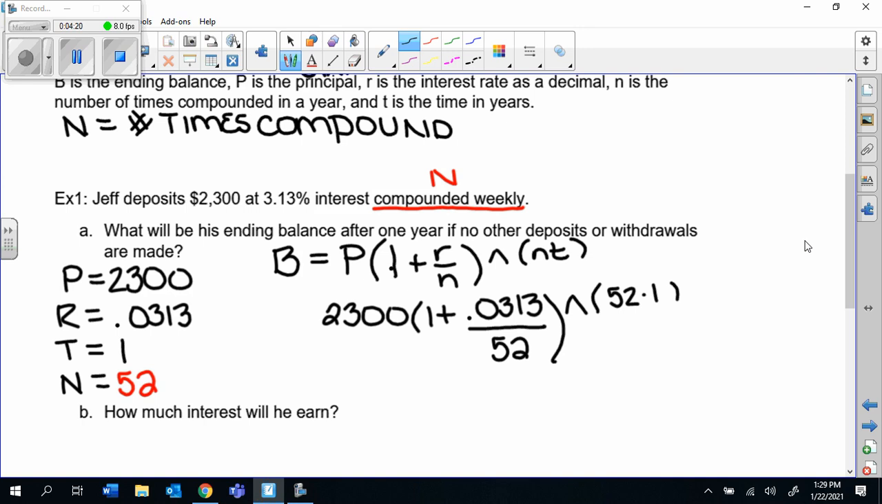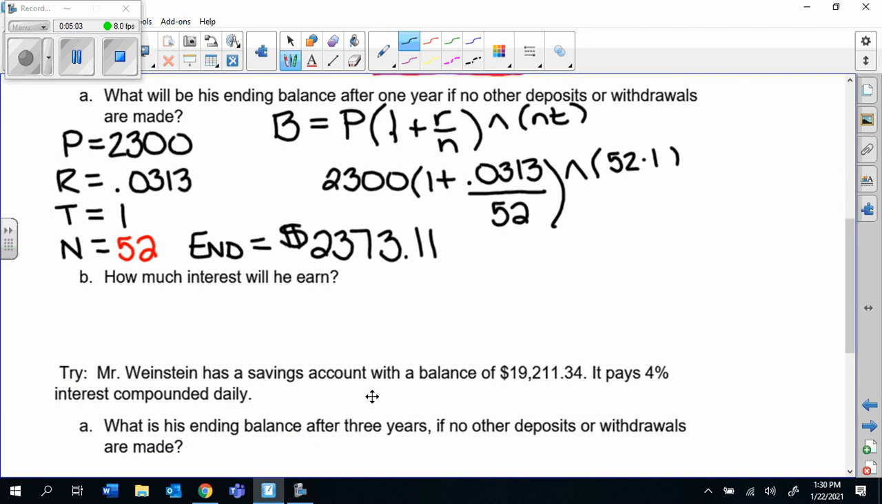So plug it in. Let's see what we get. Compare with a friend. Don't clear your screen when you're done. I get 2373.11. Let me write it out. 2373.11. If you need me to look at your screen to clear anything up, let me know right now. All right. B stands for the ending balance. So we're ending with that. How much interest must he have earned?